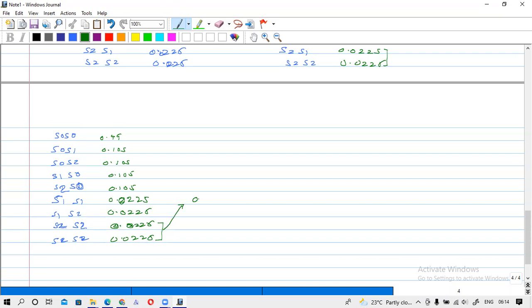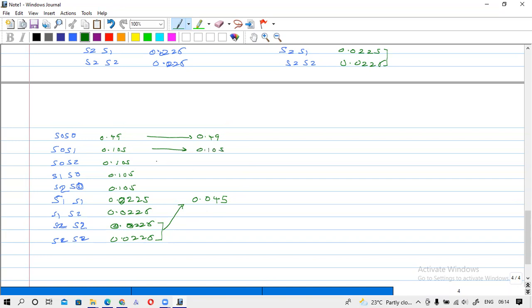It will be 0.04, sorry, 45, no? 0.045, correct? Okay, then I can write the other probabilities. So this is directly here, 0.49.